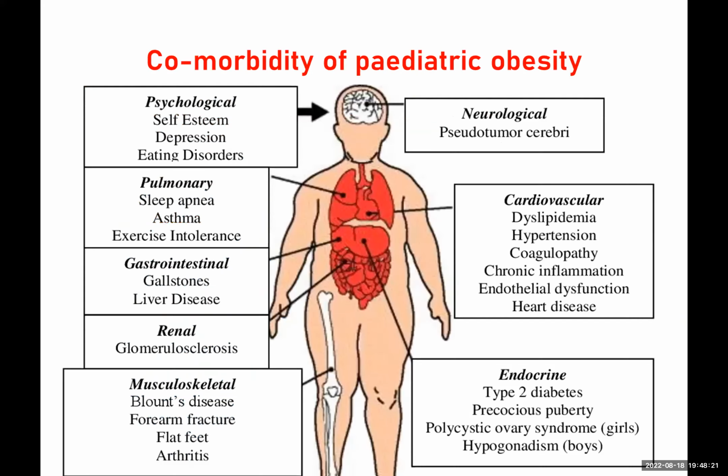The comorbidity of pediatric obesity: as we know, pediatric obesity can cause a lot of problems, affecting many systems: psychological, pulmonary, gastrointestinal, renal, musculoskeletal, cardiovascular, neurological, and endocrine, mainly type 2 diabetes, or sometimes precocious puberty, premature puberty, peripheral one, and polycystic ovary syndrome, with hypogonadism in children who have another problem. So all the systems are going to be affected, and this is why we are currently talking about pediatric obesity, because of these possible complications if we do not intervene early.